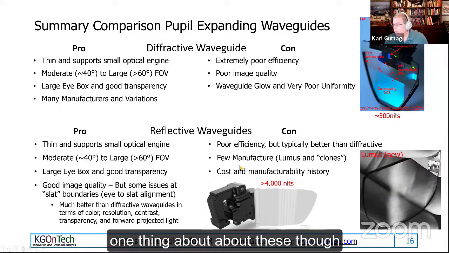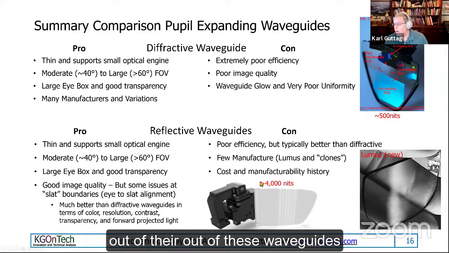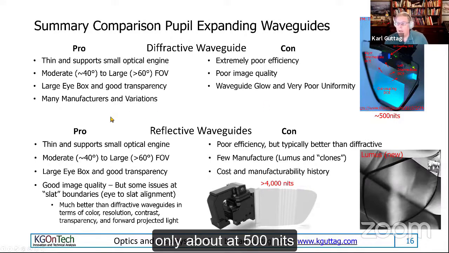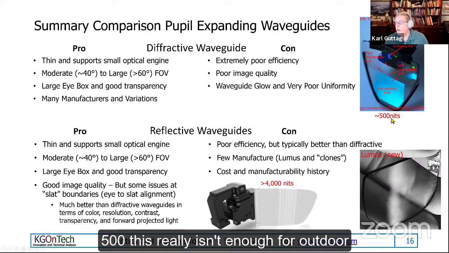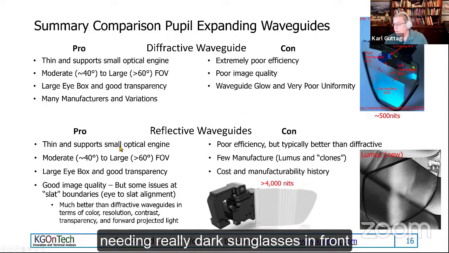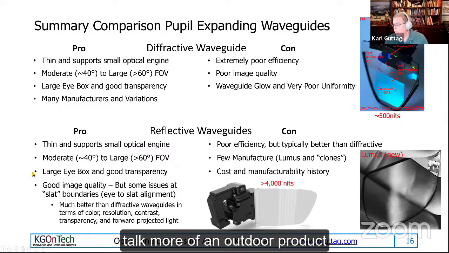One thing about these, they've been able to get over 4,000 nits out of these waveguides, whereas something like the HoloLens is only at about 500 nits. 500 nits really isn't enough for outdoor use without needing really dark sunglasses in front of it. Whereas at 4,000 nits, you're starting to talk more of an outdoor product, or the ability to use it outdoors.